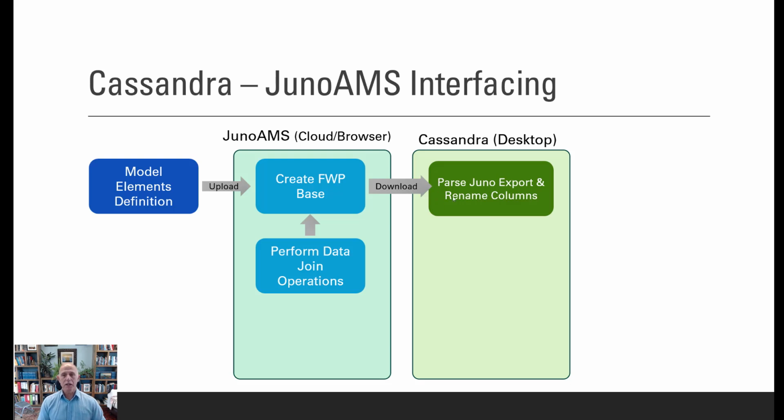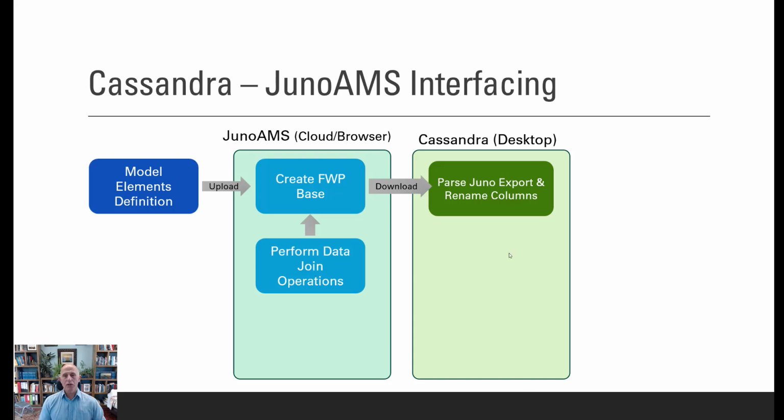Now, the reason you may want to rename columns is just that in JunoViewer, generally columns that are generated with data joins are prefixed with the prefix info underscore, and in a Cassandra model you most likely will have a more formal naming system for your input set. So typically we may prefix all the columns in an input file with IN or INP or file underscore, etc.